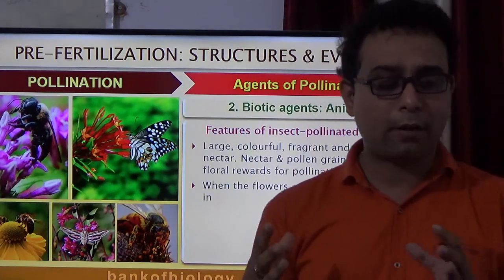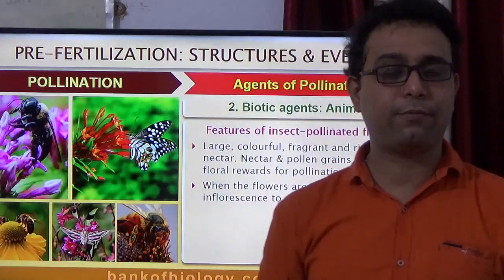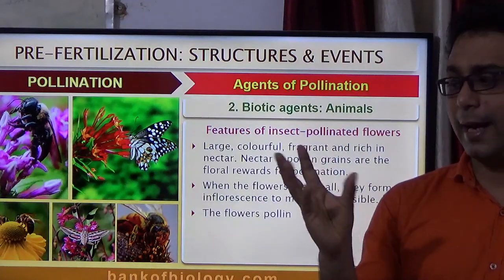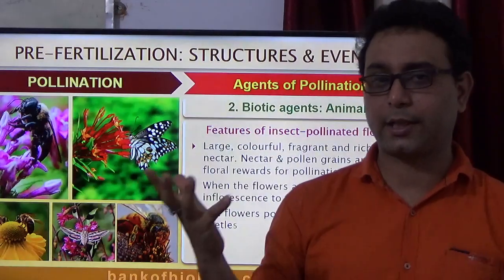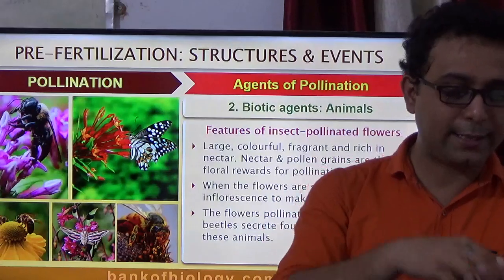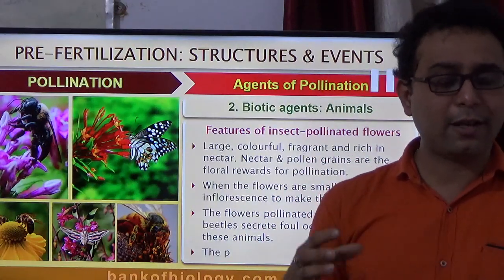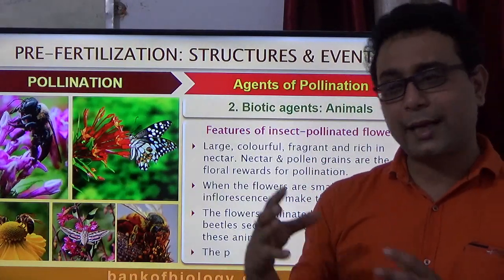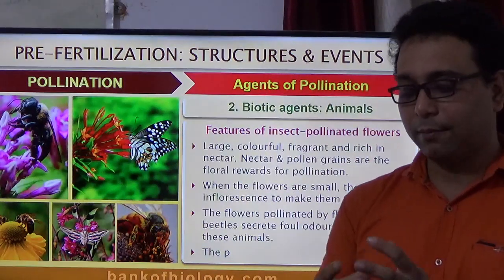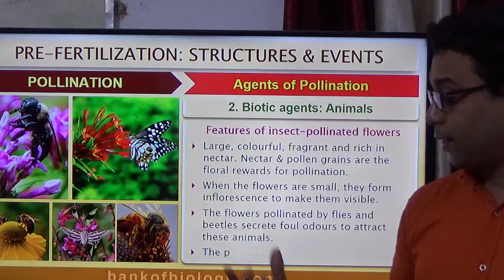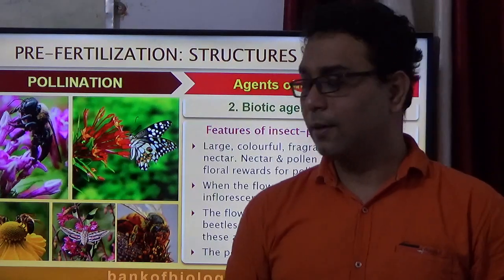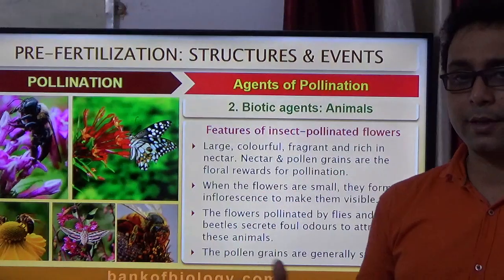When they show the flower, ultimately the flowers form an inflorescence, which makes them so visible. The arrangement of flowers is very interesting. The flowers pollinated by flies and beetles sometimes have foul odors, because that attracts them. This type of adaptive feature is developed in some types of plants and some types of animals, like bats and the gulmohar plant.